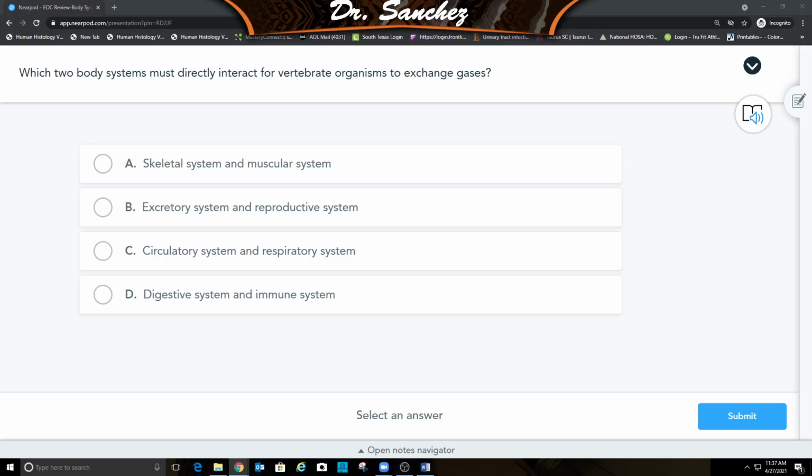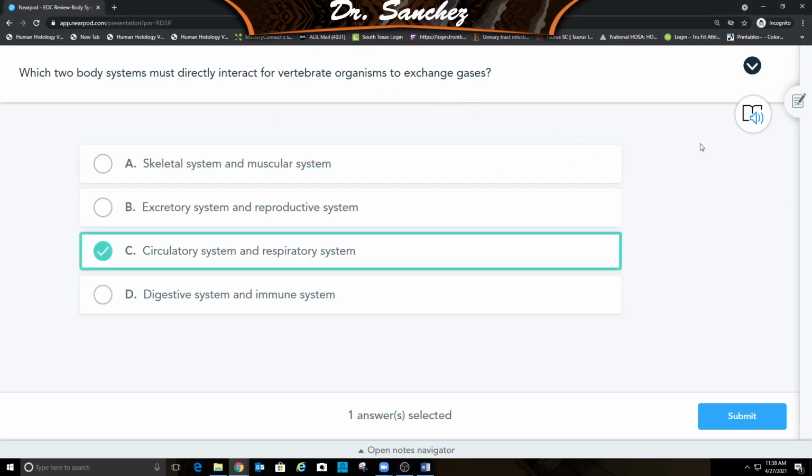In the lungs and, well, let's go with the lungs. Respiratory system, right? So your lungs belong to the respiratory system. So it's respiratory system, and how does the oxygen get transported in the CO2? Circulatory system. So which two systems take care of exchanging gases? Circulatory and respiratory. Good job. That's it.